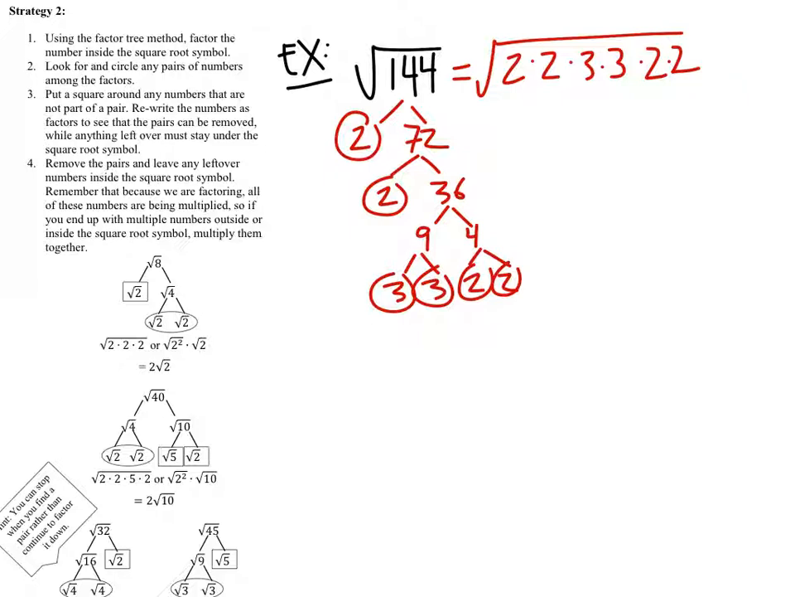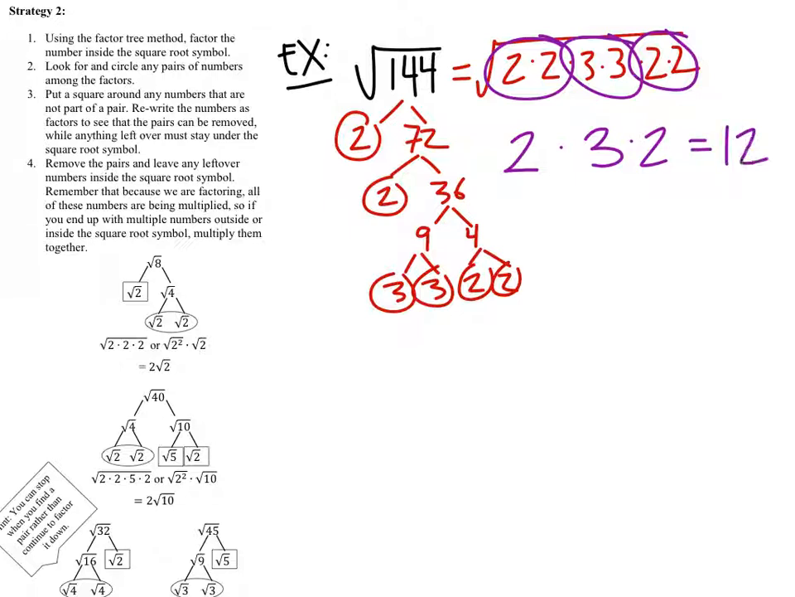I really hate this method. That's okay, it may make sense later. Whatever you choose, I'm going to show you this either way. So I'm going to look for pairs of numbers. I've got a pair of 2s, a pair of 3s, and this pair of 2s. That means that those are perfect squares. So I can just take out a 2, a 3, and a 2 and multiply these. And 2 times 3 times 2 is 12.